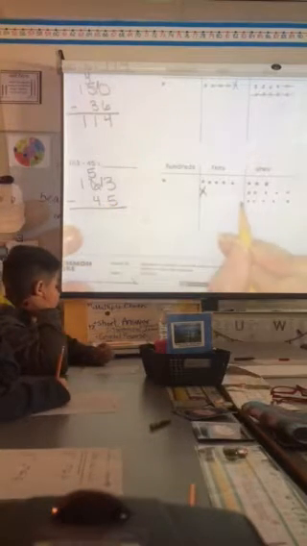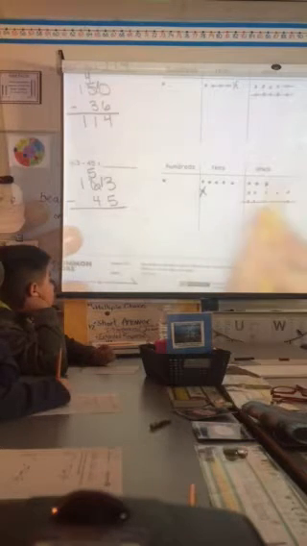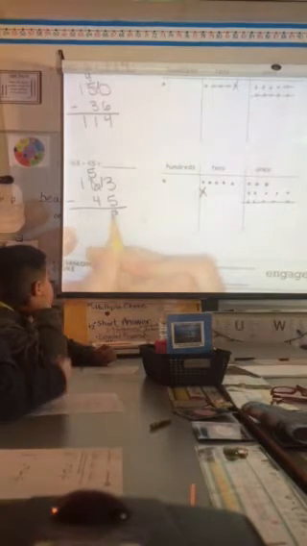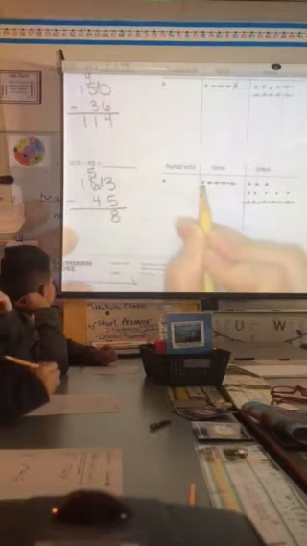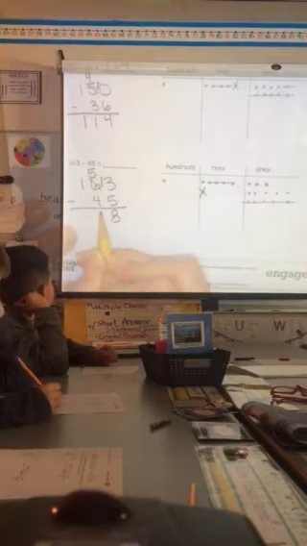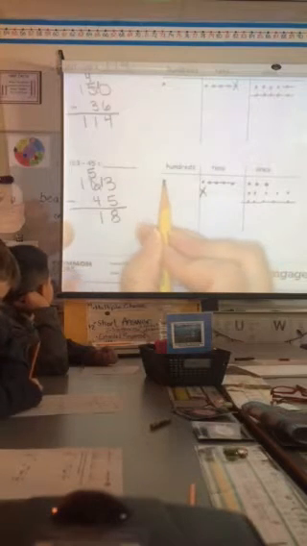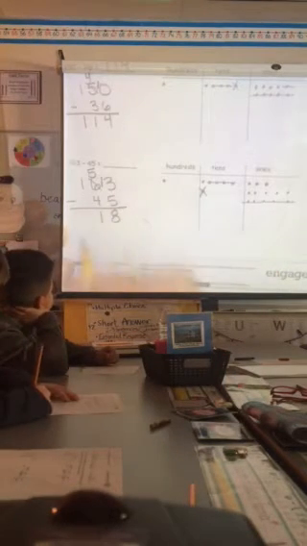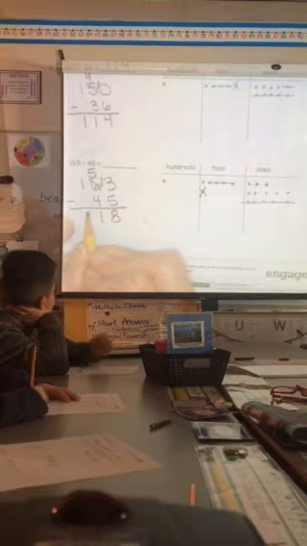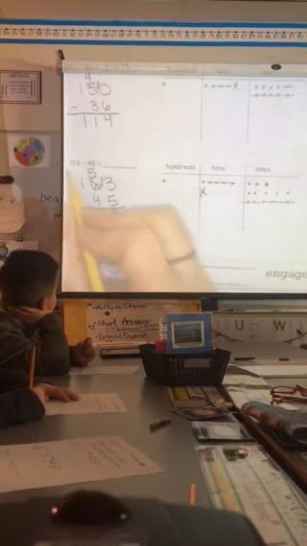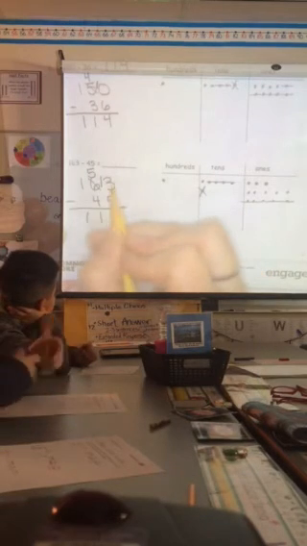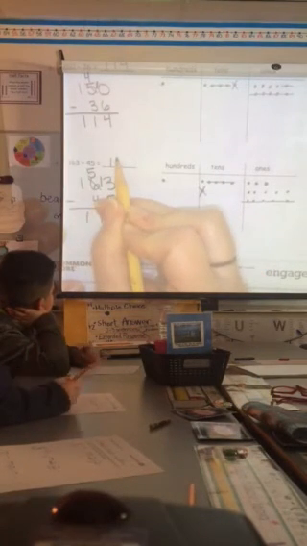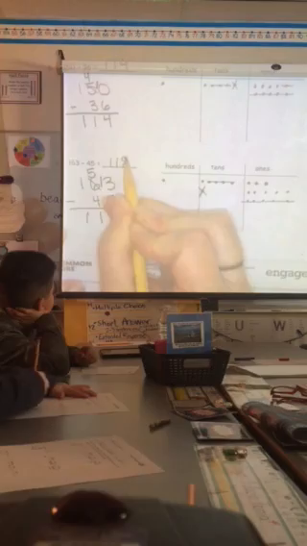13 minus 5 leaves me with how many? 8. And 50 minus 40 is 10. 10, that's right. And 100 minus no hundreds is 100. So 163 minus 45 equals 118. Very good.